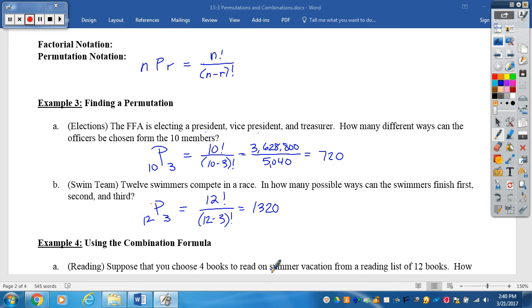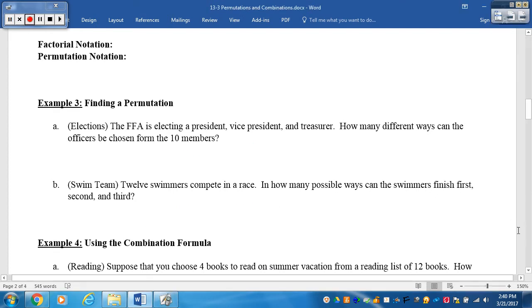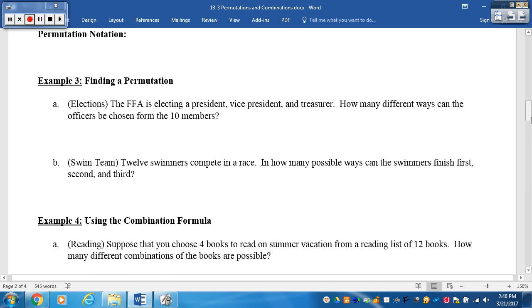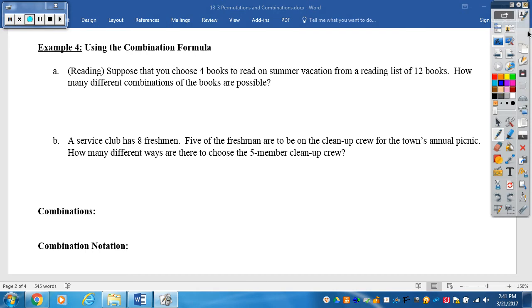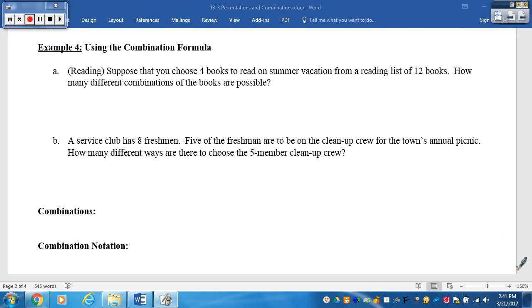Taking a look at the next section. Combinations. So here's what I want you to see about a combination. Using the combination formula. Now, I haven't introduced the formula yet, but we're going to take a look at it here in a second. Okay? And so if we look here, it says, suppose that you choose 4 books to read on summer vacation from the reading list of 12. How many different combinations of the books are possible?